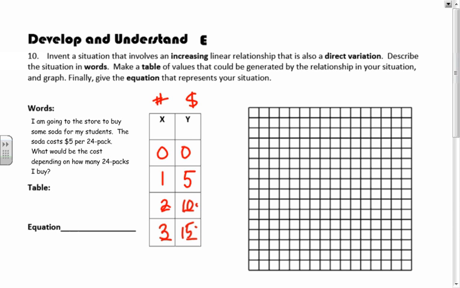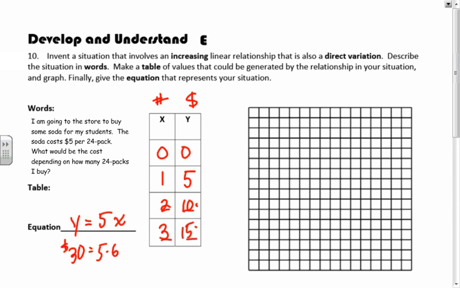The equation for that would be I just need to take the dollars, which is y, I can get by just taking $5 per pack times x, which is the number of packs I buy. So for instance, if I buy 6 packs, I would do 5 times 6, which is $30.